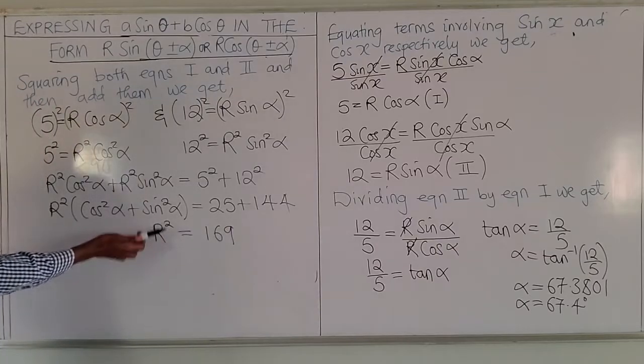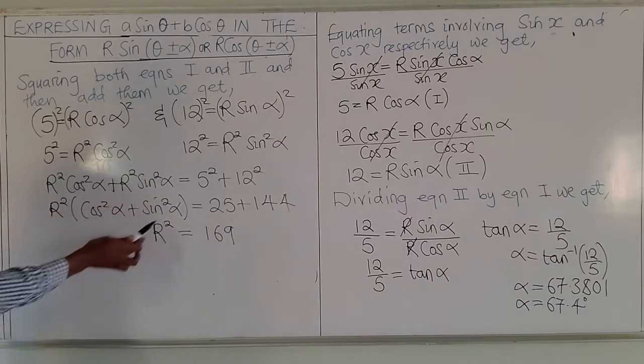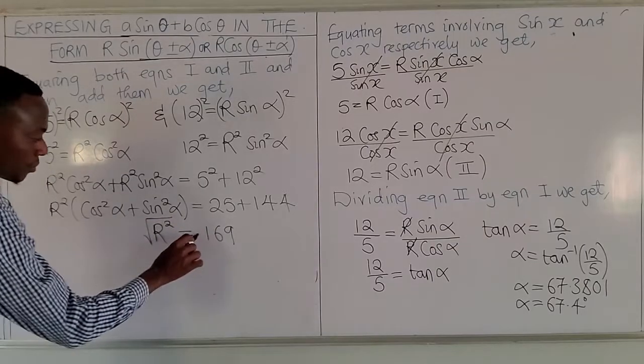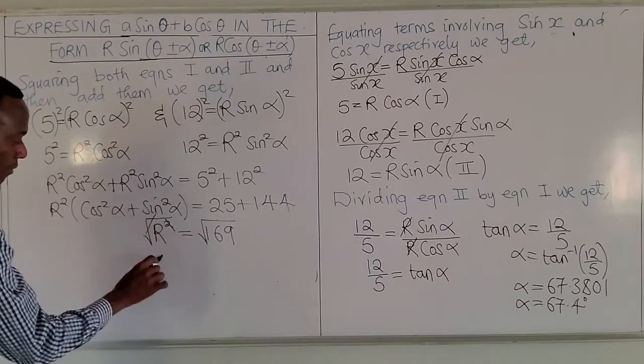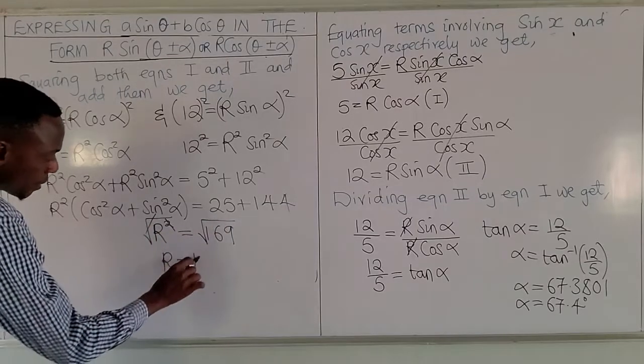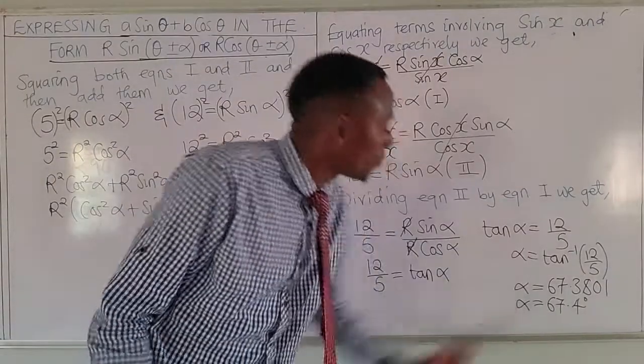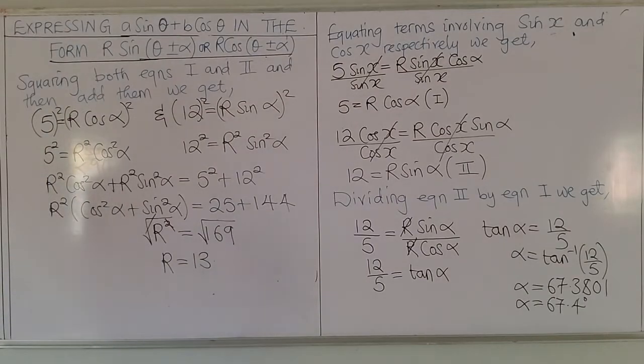Now, we want to find r and not r squared. Therefore, we introduce something which is going to cancel out this one. That is the square root of these two numbers. So this gives us r is equal to 13. So having done this, we can see that now we have found all the necessary things which we need. We needed r, we also needed alpha, which we have done. So now we get to representing it in the manner that they require us to represent it.